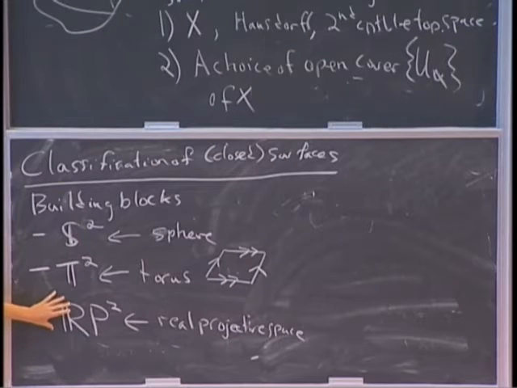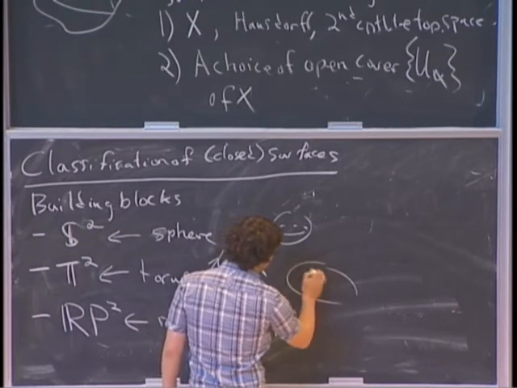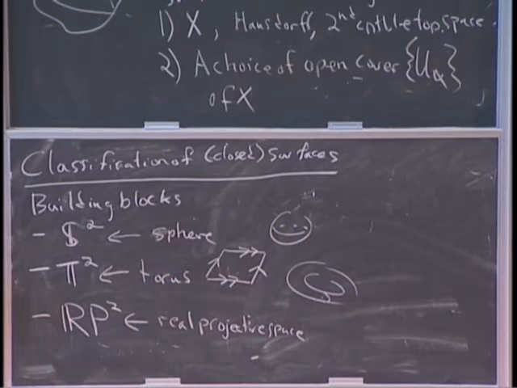One thing that makes this tricky to visualize versus these other two, where we have clear pictures of them, is the fact that RP2 cannot be embedded in R3. So you can only visualize it by allowing surfaces with self-intersection. That gets a little tricky.